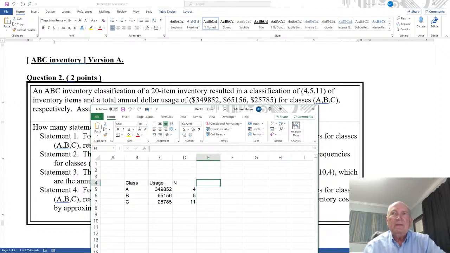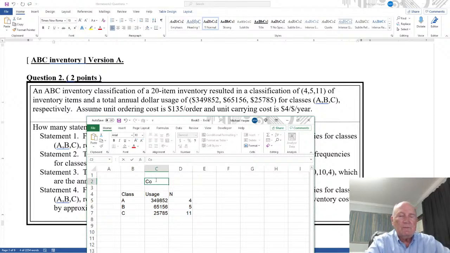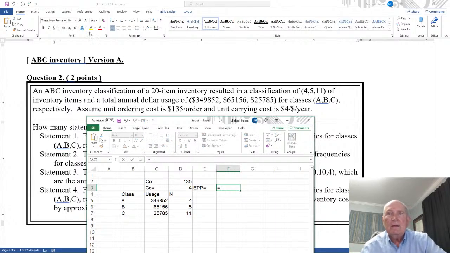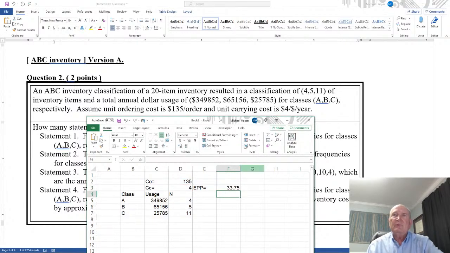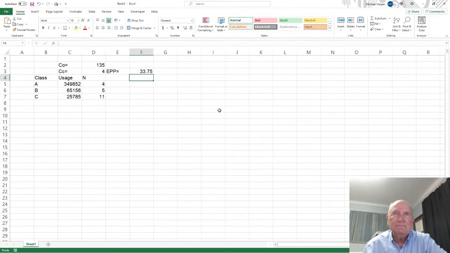Up here we're going to have the unit ordering cost and the unit carrying cost. Ordering is 135, and the carrying cost is $4 per item per year. Therefore the EPP will equal our ordering cost divided by carrying cost, which is going to be 33.75.